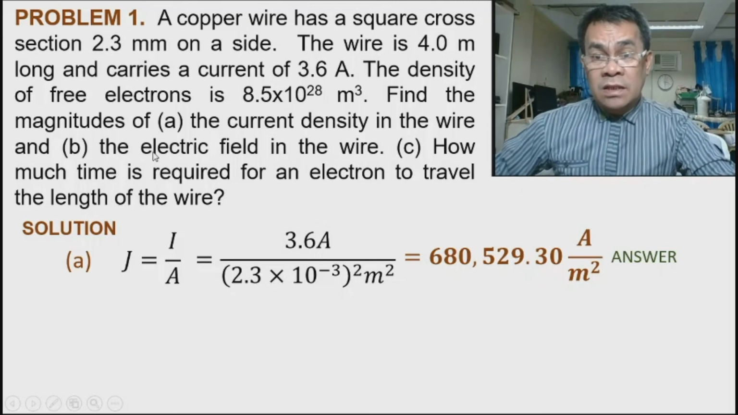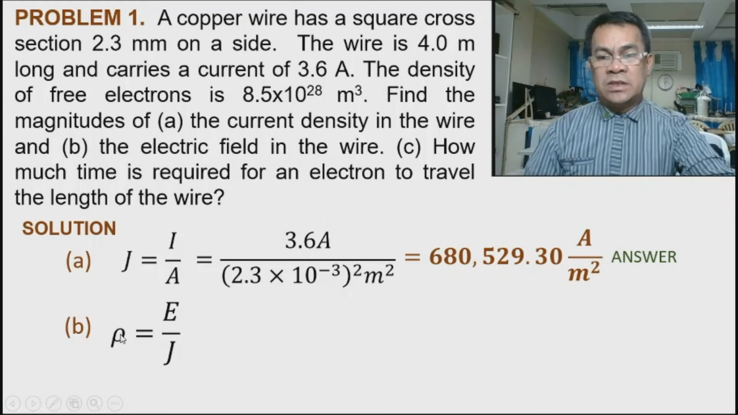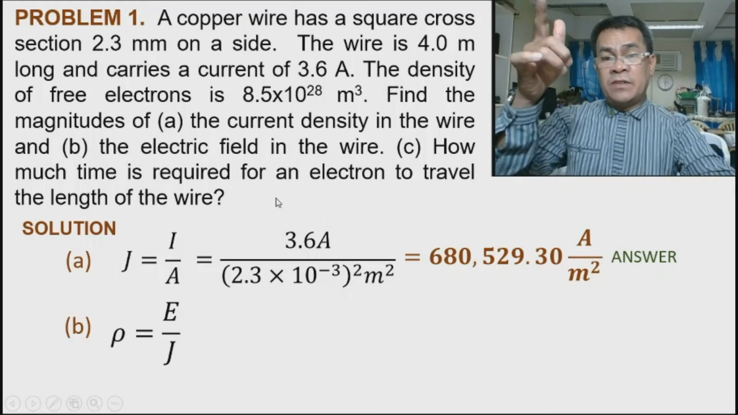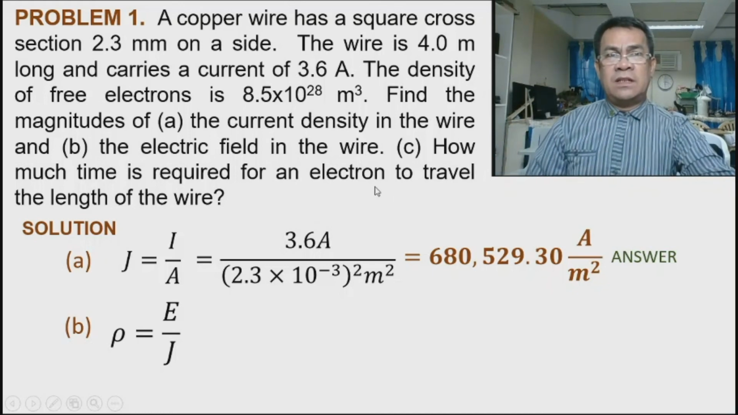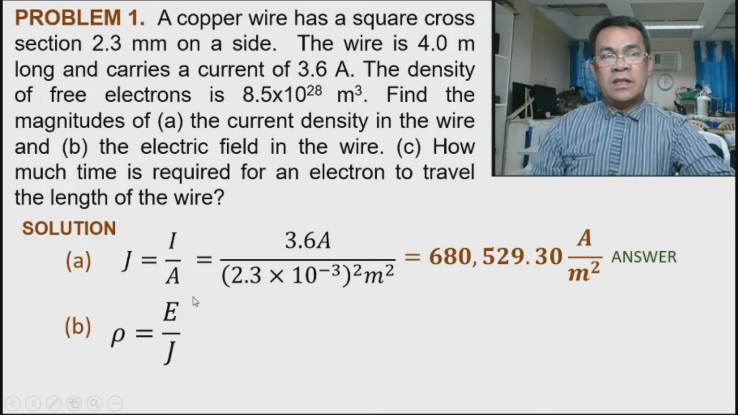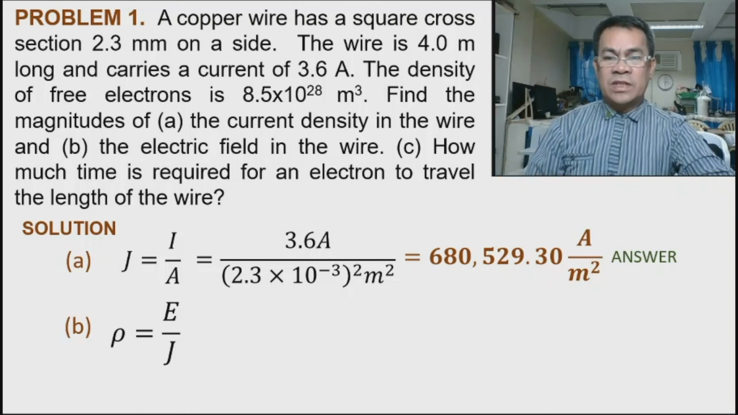Letter B. You're asked to solve for the electric field. Take note, E is present in the relation of the resistivity, rho equals E over J. E is also found in the voltage, E times L. So in case you are asked for the electric field but the given is voltage, the voltage is also connected with Ohm's law. So you have to work on the formulas in our previous slides. In this case, you are asked to solve for the electric field, so all you have to do is the diagonal product.